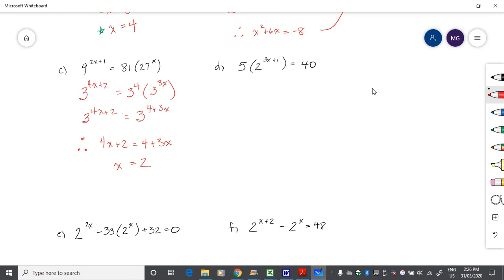I've been asked to solve. Where's my variable? It's up in the exponent. That means I have to get it out, which means I need a power equal to a power, base the same. Well, right now I have a power, 2 to the exponent 3x plus 1, multiplied by 5.